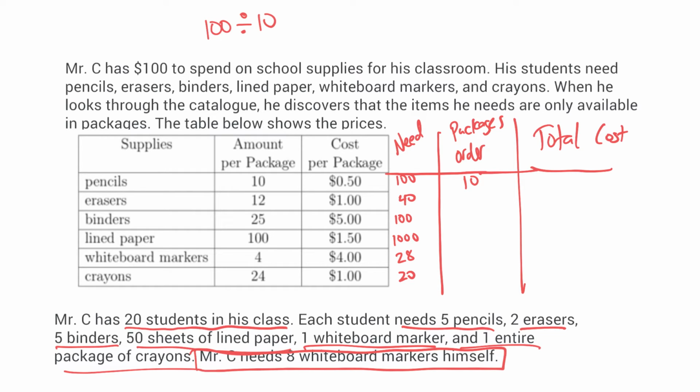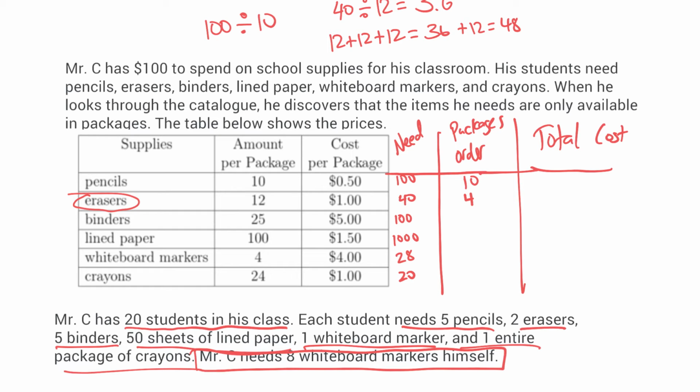Now for erasers, this is the tricky one right here. We need 40 erasers. When you divide it by 12, you get an answer of about 3.6. You can't order 3.6 of a package. So in this situation, you're going to have to order 1 more. So you're going to need 4 packages of erasers, because 3 packages gives you 36. That's not enough. So you need to add an extra package for 48 erasers. So you need to order 4 packages of erasers and not 3.